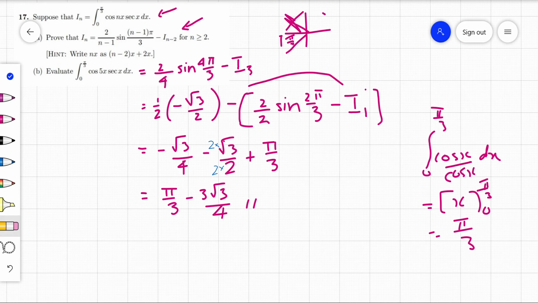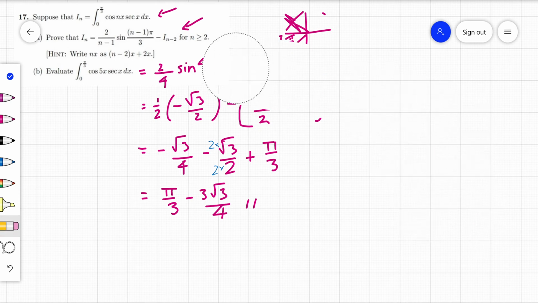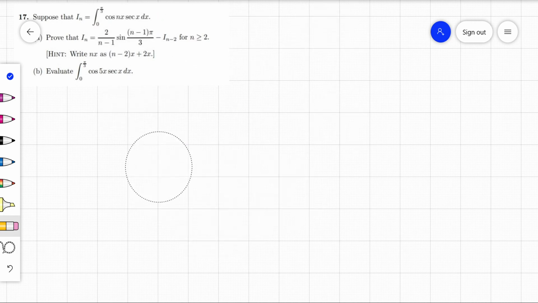All right, so A, probably a little harder, but let's try it. It gives us hints in the question. Actually, it gives us hints right here. So we're supposed to write nx as n minus 2x plus 2x. So using some sum to product to sums here.